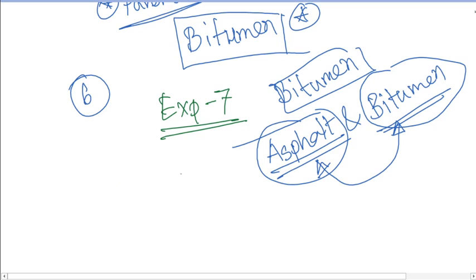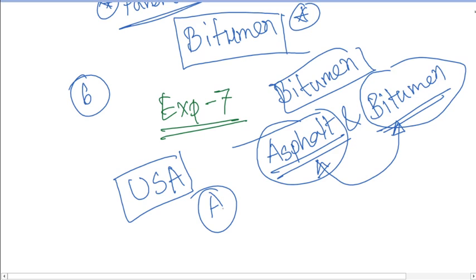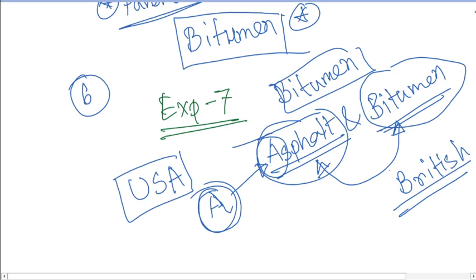In particular, the USA, the American standard, is used to call this material asphalt, as it starts with A. And the British, as we know, are likely to name this thing bitumen, as it starts with B. Hopefully that is my explanation, but nothing like that. This is just for fun, but you can remember it like this. These two things are all the same.